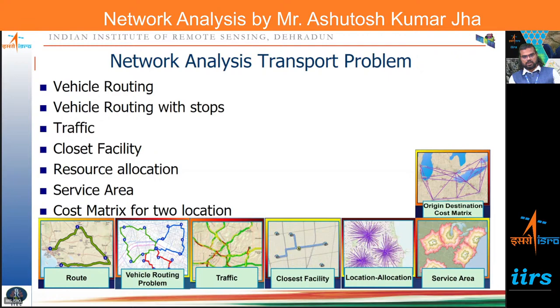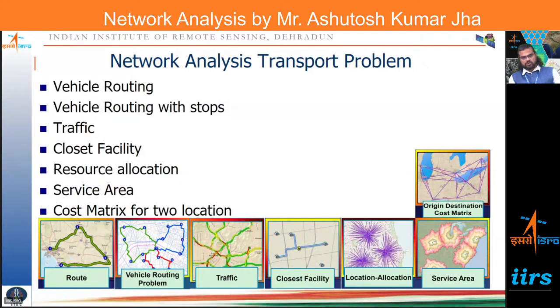Then you can also have traffic flow. It means based on the congestion on the traffic, the network attributes get modified, and you will be able to see the results. The closest facilities are the facilities available from particular locations. For example, if you would like to know the nearest 3 hospitals present for patients, those are the closest facilities.